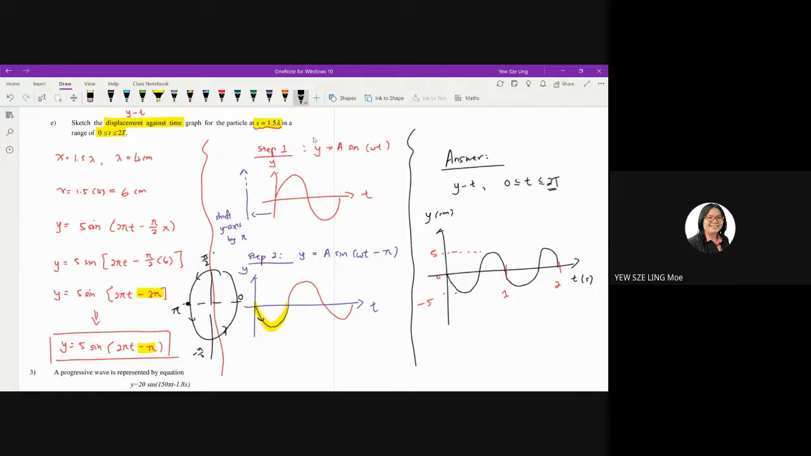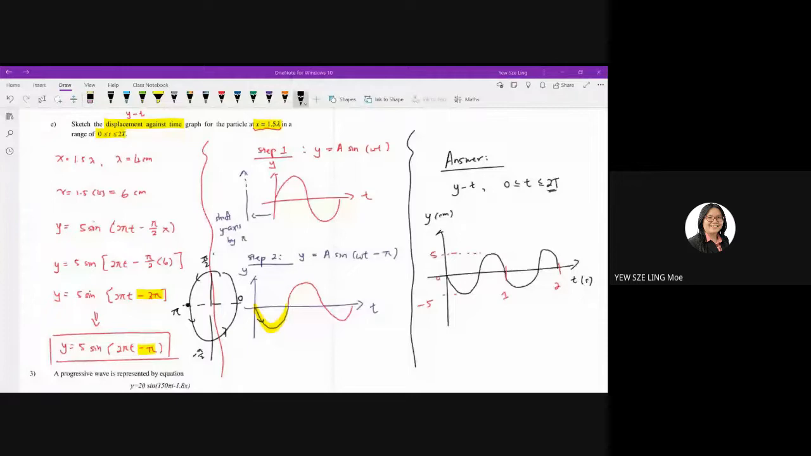So now I give you a few minutes to write it down. The idea is very similar to question C. So I give you until 3:55 to write it down. Then we will proceed to question number 3, the last question for today's section.